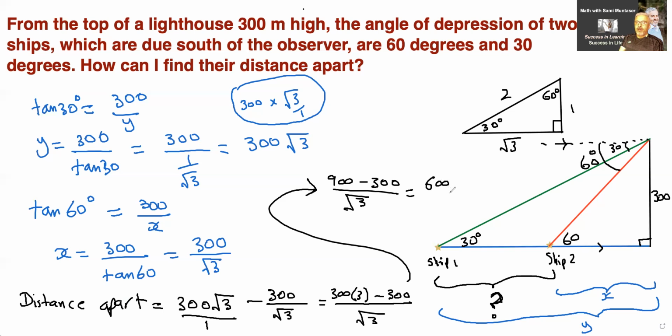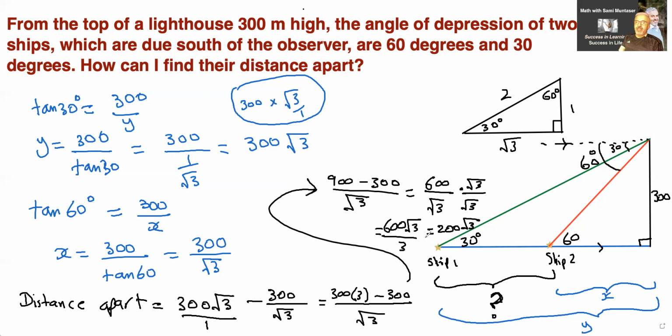Which gives me 600 over root 3. And if you want to rationalize the denominator, you multiply by root 3 over root 3, which gives me 600 root 3 over 3. Root 3 times root 3 is root 9, and the square root of 9 is 3. Also, a root multiplied by itself, you just lose the root, and you have 3 there. So my final answer, 600 divided by 3, is 200 root 3. And that's your final answer right there.